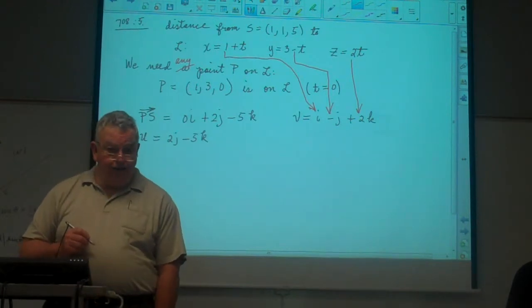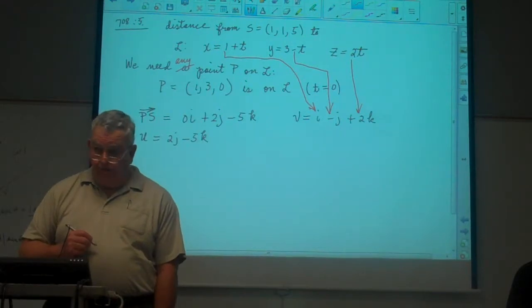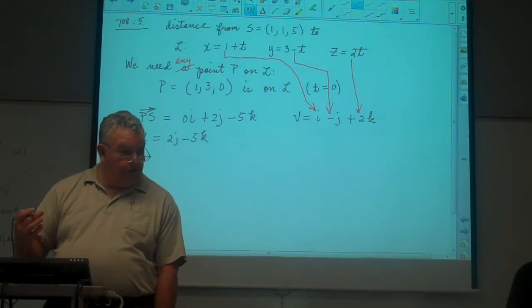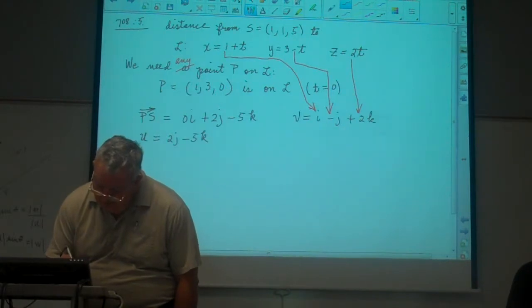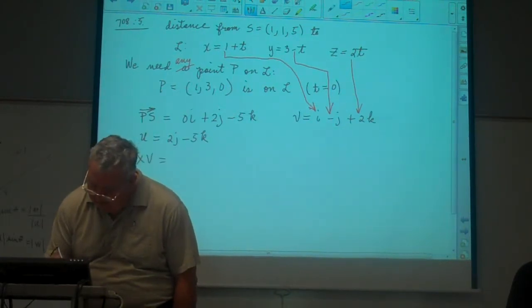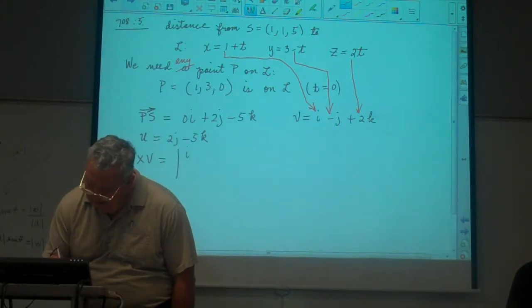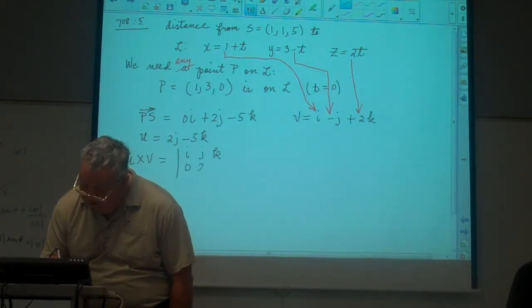So now can I find u cross v? Yes or no? Sure, I've got u and v. Why do I need u cross v? Because that's the numerator of the distance, right? So u cross v is equal to the determinant with i, j, k, then 0, 2, minus 5, and 1, minus 1, 2.